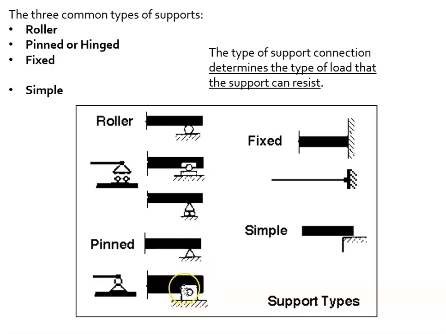Then we have a pin. So we have a circle there, pinned in the middle of a box, and here we just have a simple triangle. All right, so these are examples of pins. Fixed. Now we just have the cantilever beam coming right into that solid wall, and it is fixed. That looks like a flagpole on the side of a building. And here's simple, just sitting right on top of it.